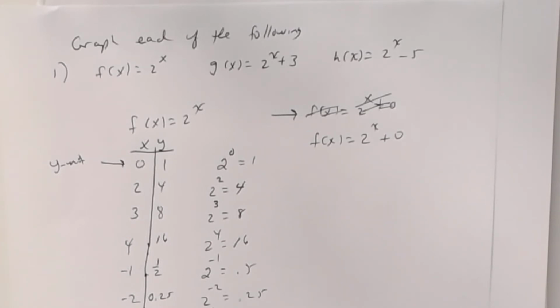So when we graph this, when we do the t-table, you're going to see that the graph is going to get closer and closer and closer to what y value? 3. So again, the horizontal asymptote will be y equals 3. All right? So let's do a t-table for that one.